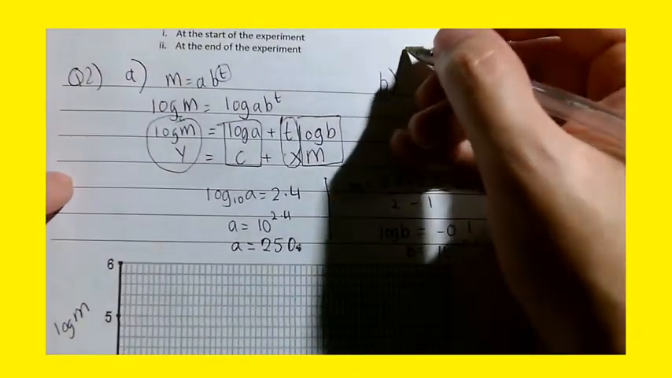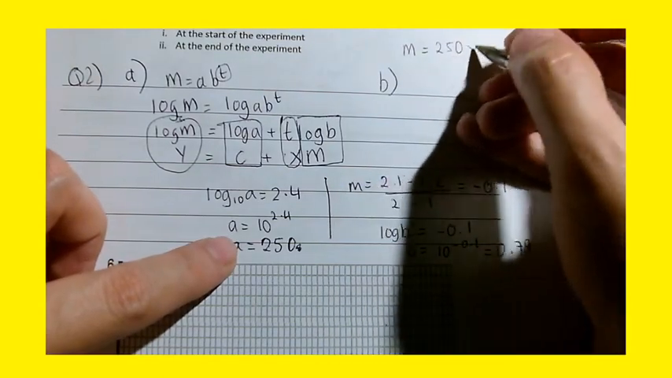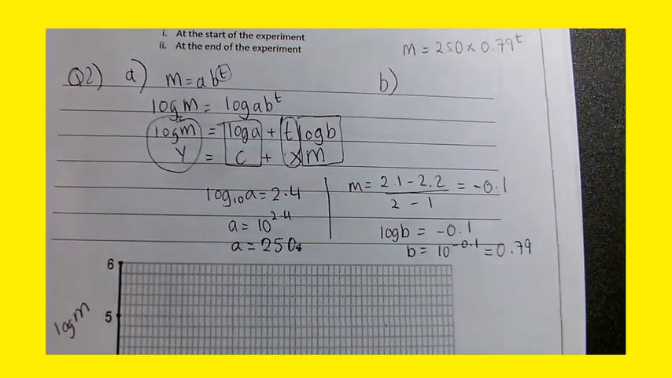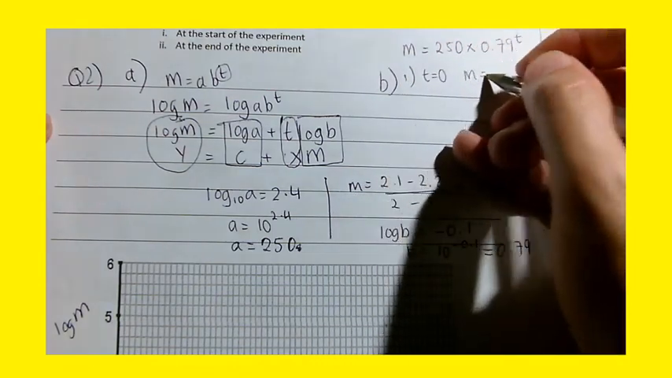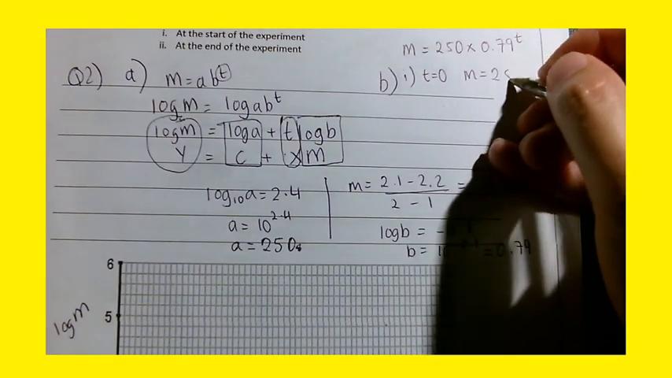Well, let's have a look at what the equation will look like. M equals AB to the T. A is 250 times by B, which is 0.79 to the power of T. Okay, and we want it at the start of the experiment. So at the start of the experiment, when T equals 0, you literally put in T equals 0. 250 times 0.79 to the power of 0, you get 250.